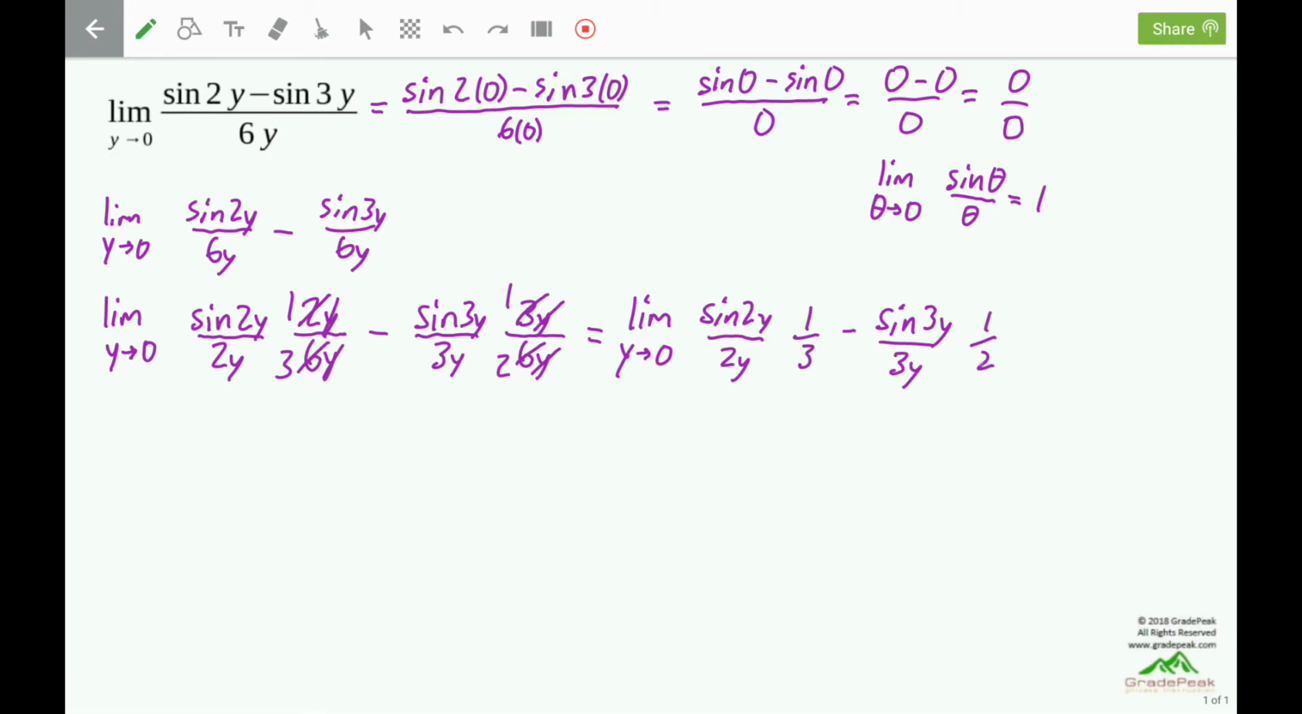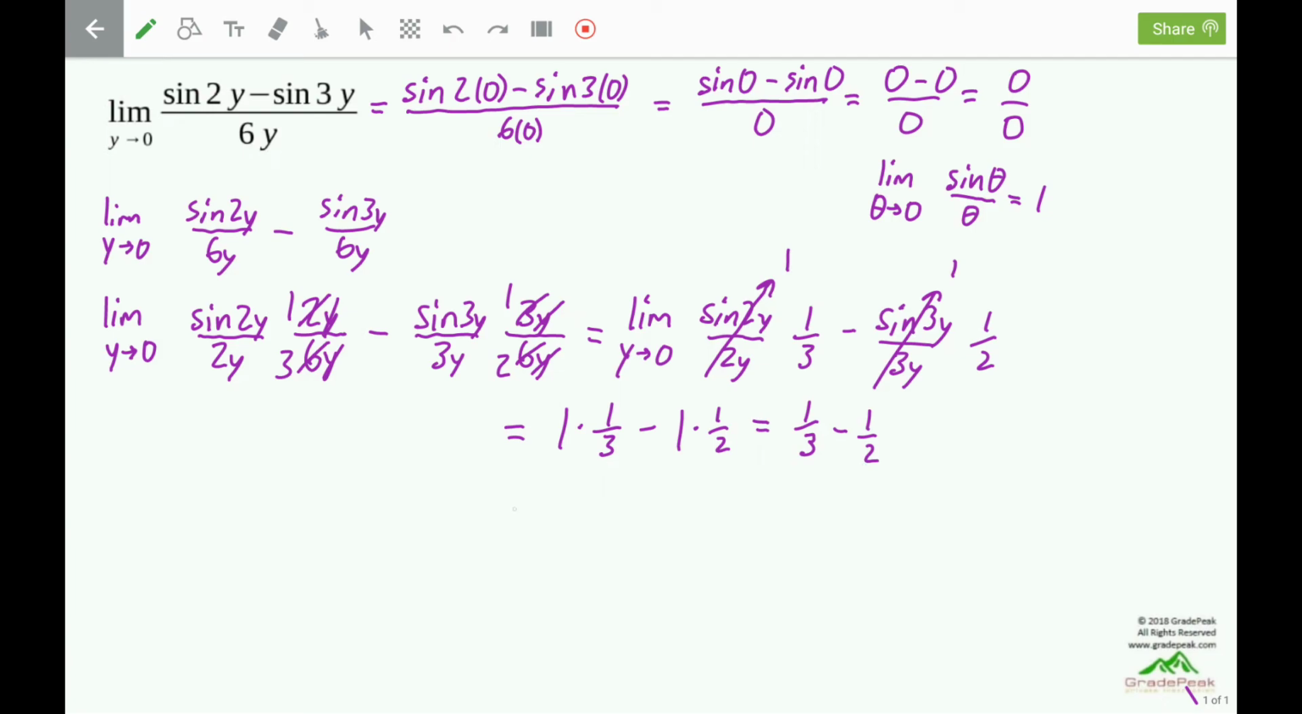We still have 0 over 0, but we have the identities now because we phase matched them. This will go to a 1. This will go to a 1. So that we no longer have the 0 over 0 indeterminate form, we can plug a 0 in for any remaining y's, which there aren't any remaining y's, so we would have 1 times 1/3 minus 1 times 1/2. 1 times anything is that same thing, so we will have 1/3 minus 1/2.